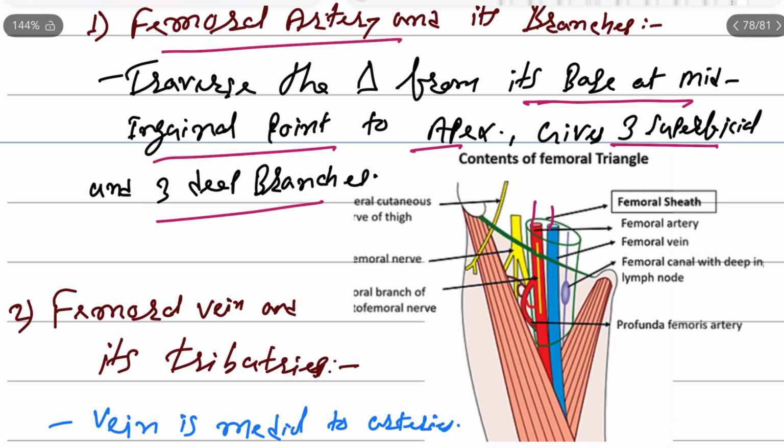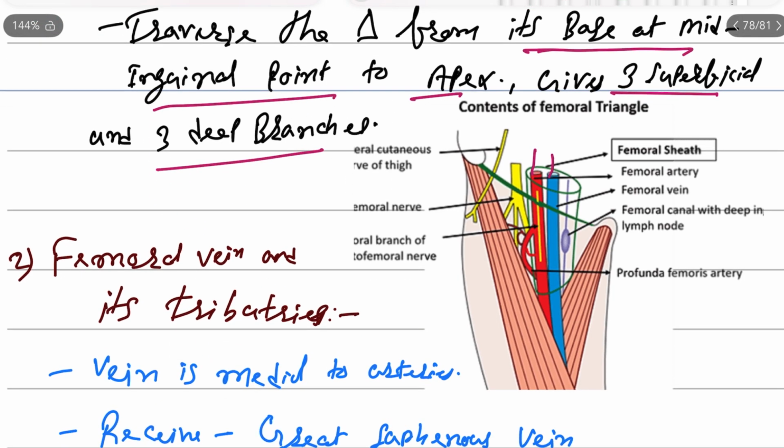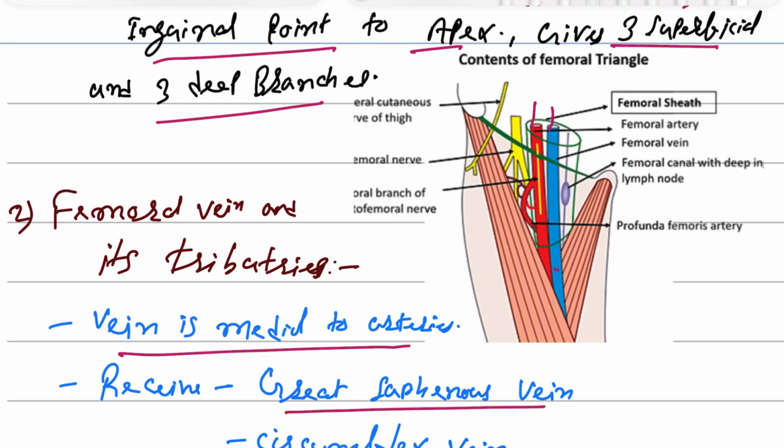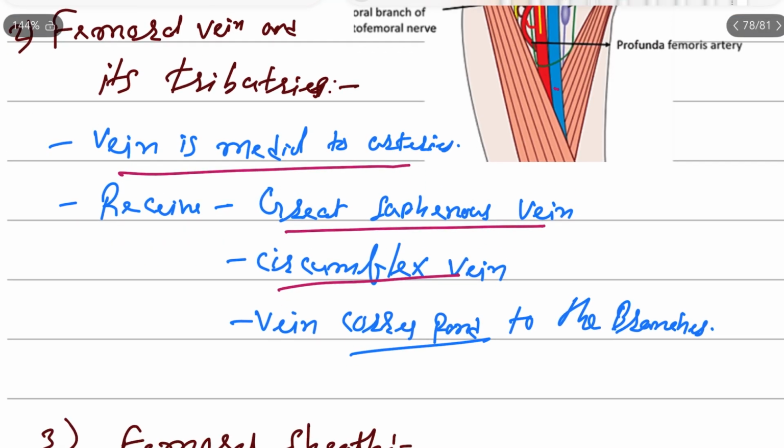In the femoral triangle, there is the femoral vein and its tributaries. The femoral vein is medial to the femoral artery. It receives the great saphenous vein, the circumflex veins, and veins corresponding to the arterial branches.